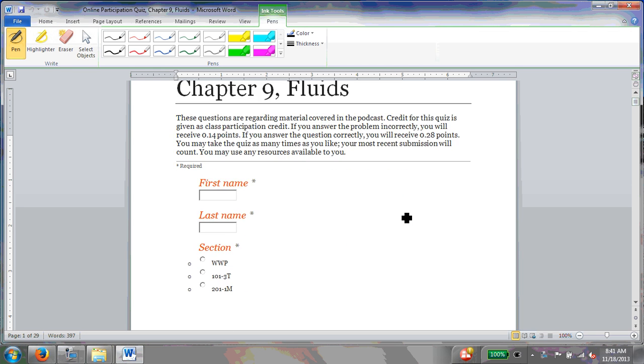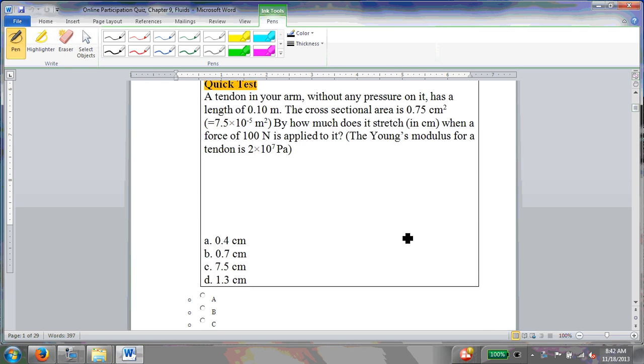All right, this is the Chapter 9 quiz on fluids. A tendon in your arm without any pressure has a length of 0.1 meters. The cross-section area is 0.75 square centimeters. How much does it stretch? So here we're looking at the stress, force over area, which is equal to the Young's modulus times the strain, delta L over L. And we're looking for delta L, so I'm just going to solve this for delta L.